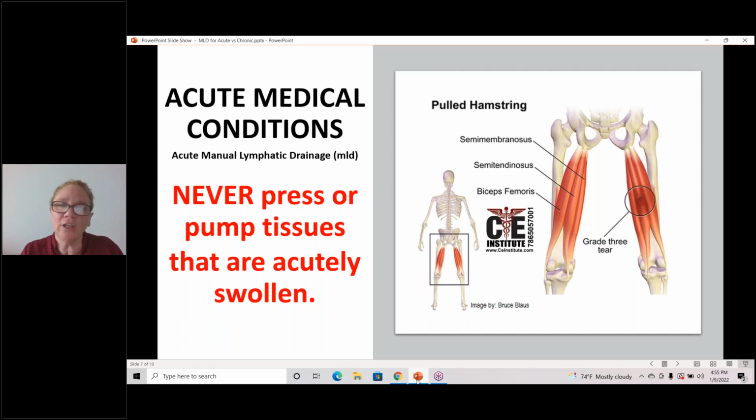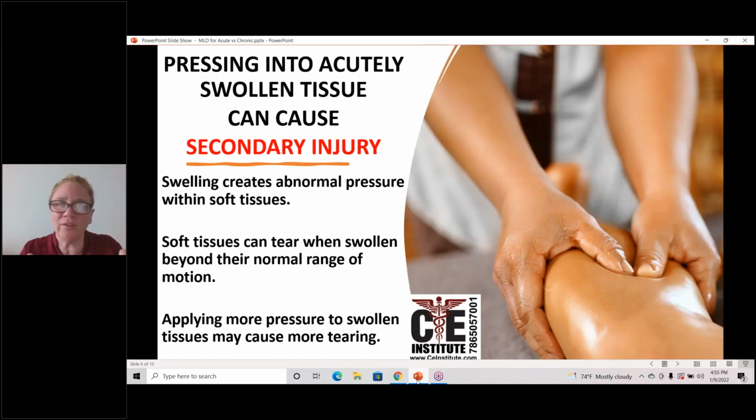And what I'm telling our students today is we do not want to press or pump tissues that have had recent surgeries and traumas, acute swelling. To me, that's contraindicated, and we need to follow through on that standard. If we press into acutely traumatized tissue, new swelling, these tissues are already swollen.